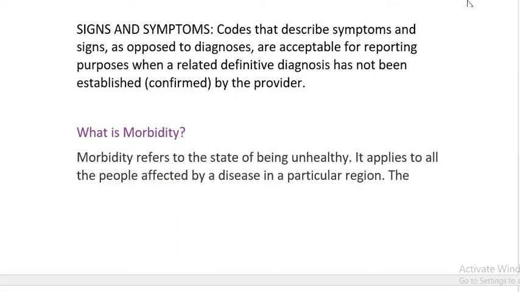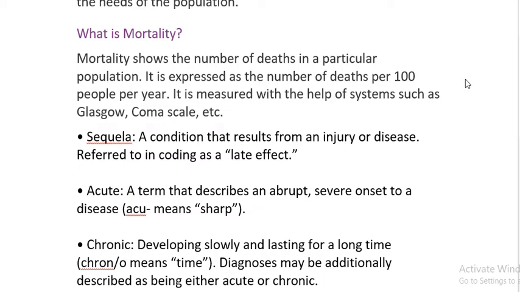Here we need to learn one more common word, mortality. So what is meant by mortality? Mortality shows the number of deaths in a particular population. It is expressed as the number of deaths per 100 people per year. It is measured with the help of systems such as the Glasgow Coma Scale, etc. Usually, wherever you see, people talk about the mortality rate. So, how many people are dying due to some concern?